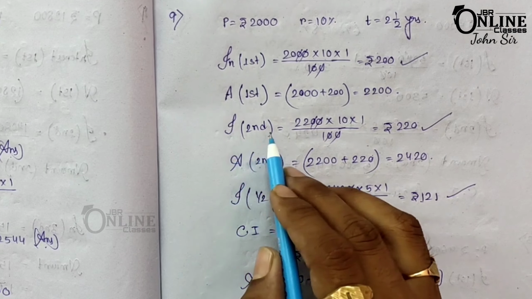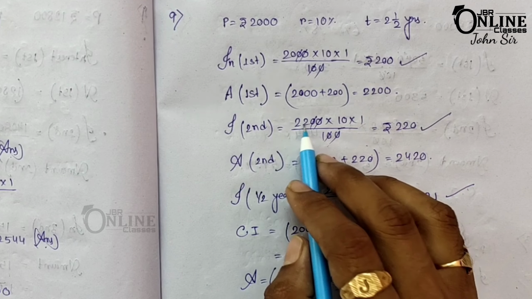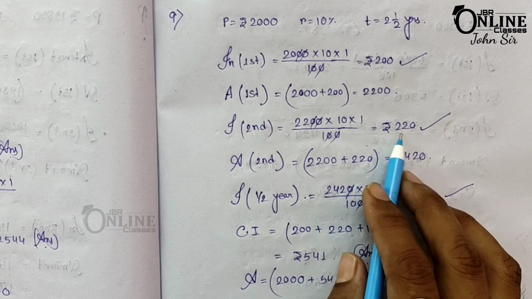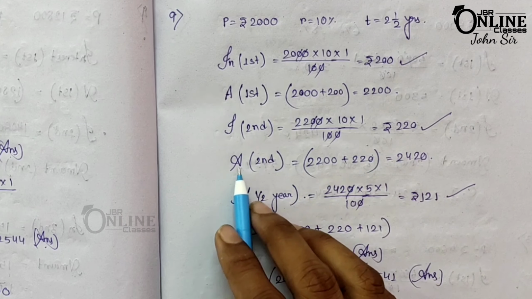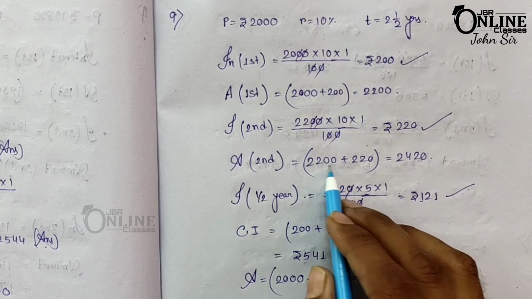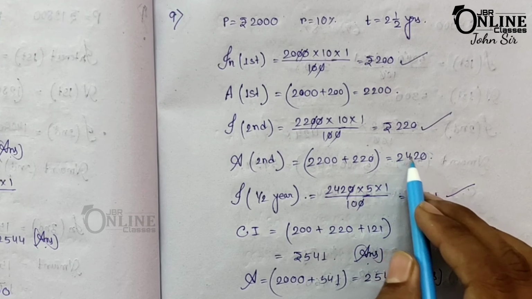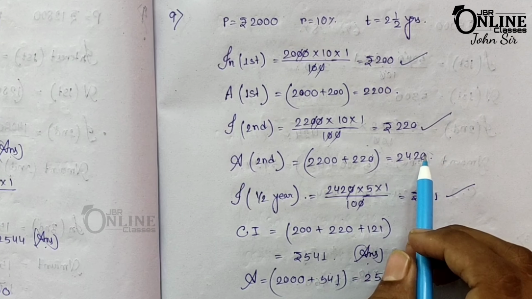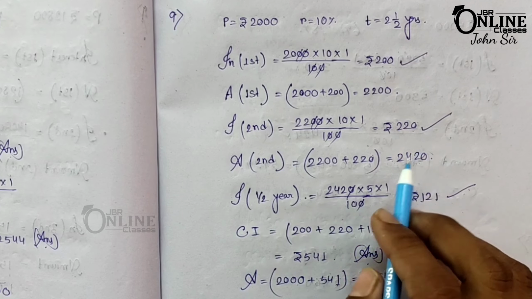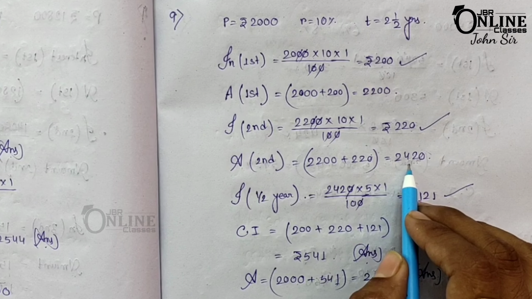Then interest for second year. Now principal will be this one, 2200. So 2200 into 10 into 1 by 100 and that becomes 220. So that is the interest for second year. Then amount after second year, that equal to 2200 plus 220, that equal to 2420. So that is the principal for the next half year, as here 2 whole half years. So this is the first year, this is the second year, so that will be the principal for the next half year.